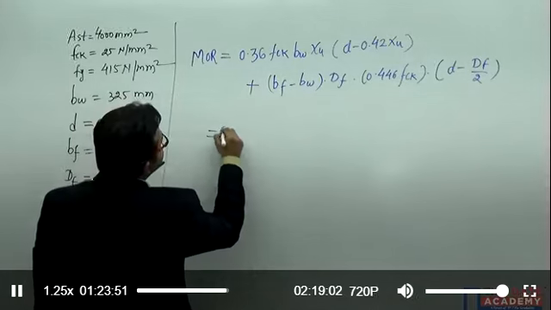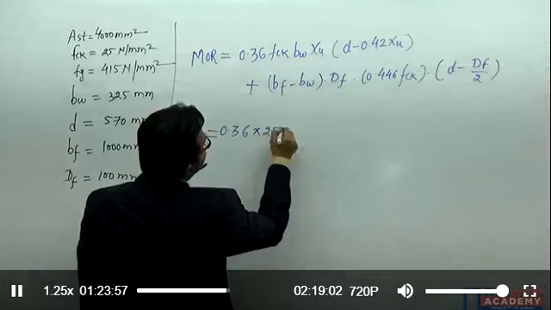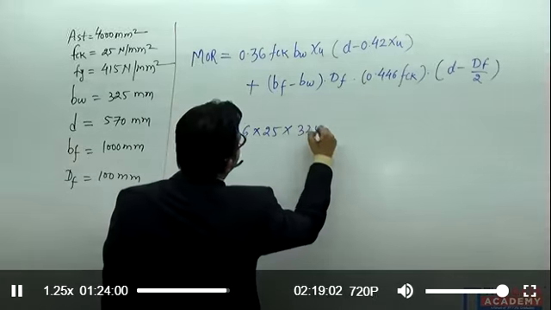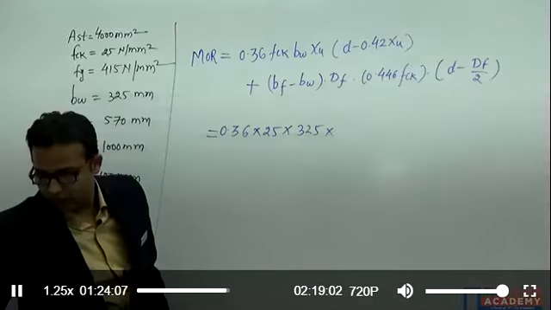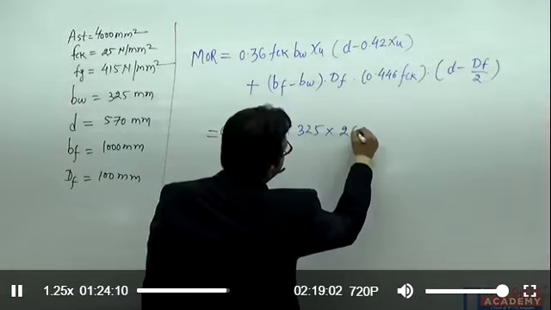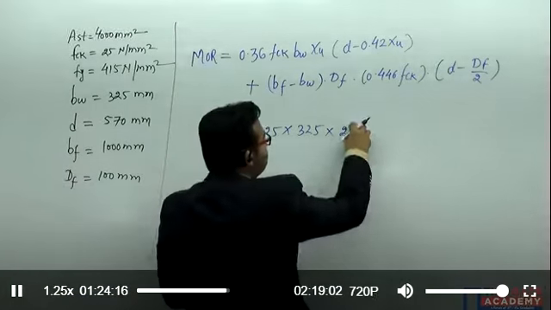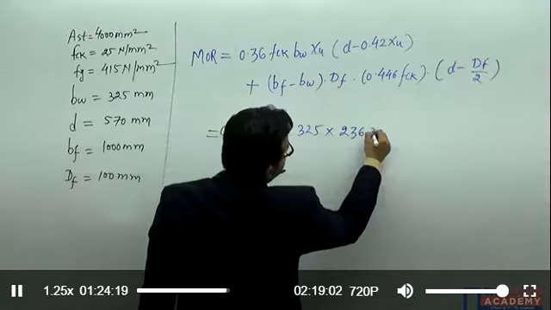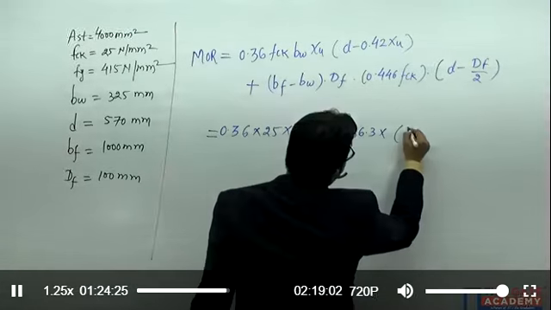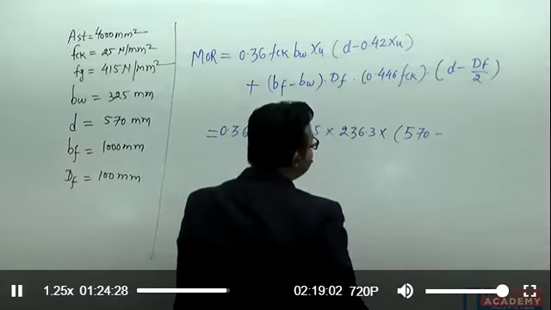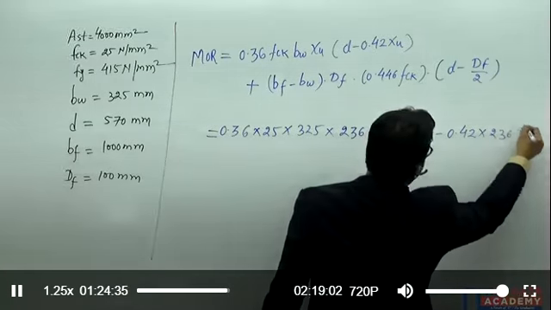So let's calculate the moment of resistance in the compression zone for the given section. So 0.36 fck, they have given me 25. Width of the web is 325. Depth of the neutral axis Xu, which I have just calculated, is 236.3. Into D, they have given 570 mm, minus 0.42 into Xu, which is 236.3.